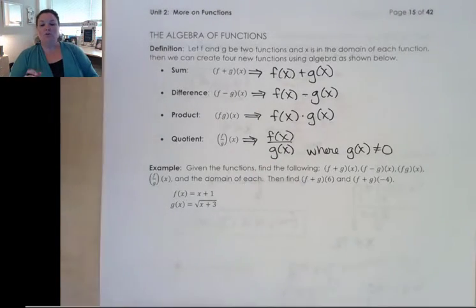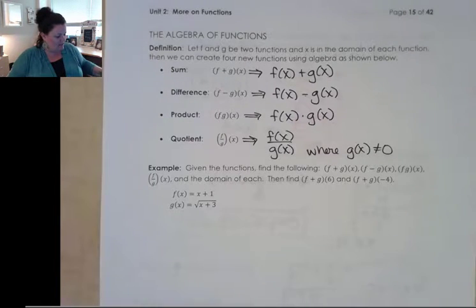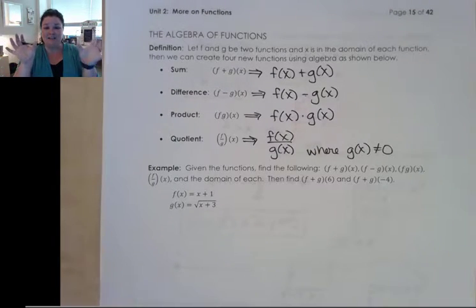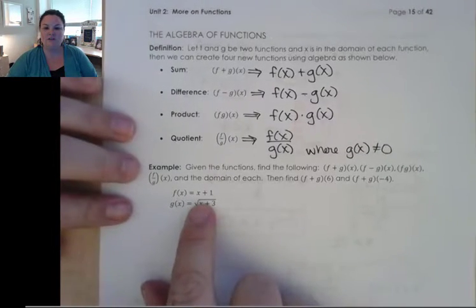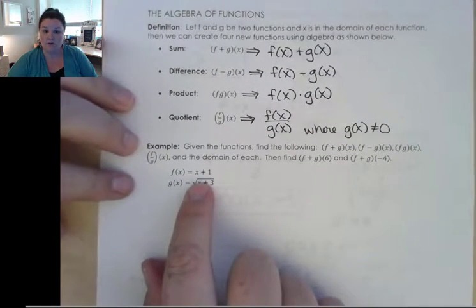When we start determining our restrictions and how we're going to do these functions, the first thing we want to do is figure out the domain of each individual function. That way when we combine them, we can find a domain that works for our new functions. Before we get started, I'm going to look at the two functions that were given here and figure out their domains.